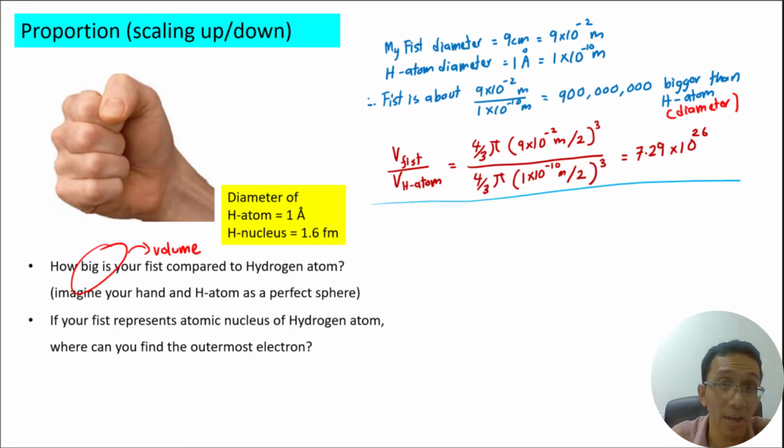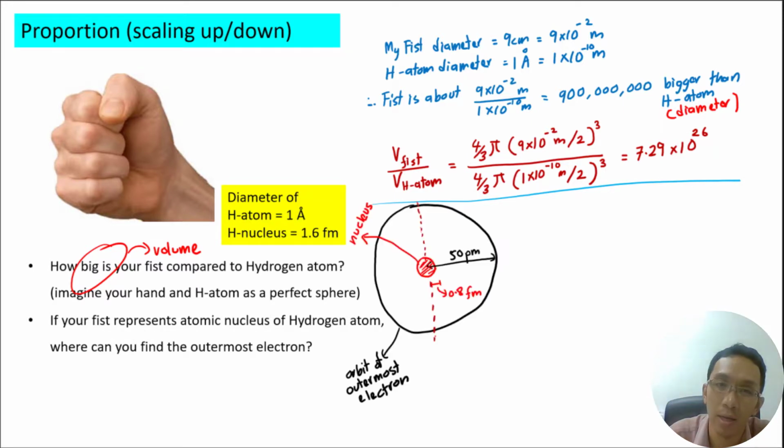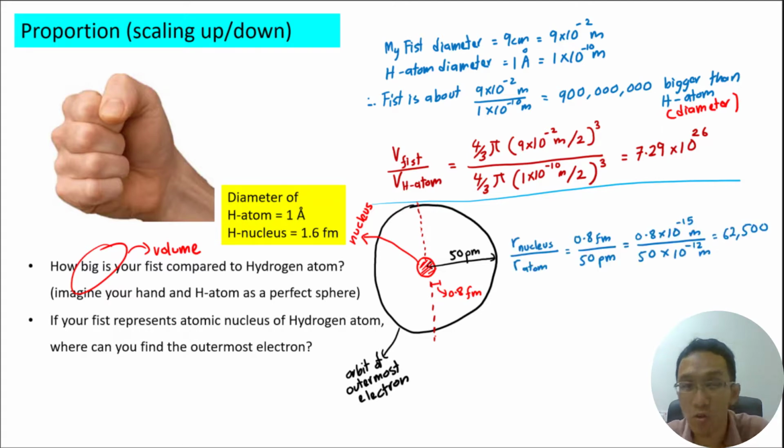The second question asks you where is the outermost electron if your face now becomes the nucleus of the hydrogen atom. We know for an atom, the nucleus resides at the center while the electron orbits this center. The size of the hydrogen atom will be proportionally increased as the size of the nucleus increases. So this is simply a problem of ratio. The ratio here is between the radius of the nucleus and the radius of an atom. If you divide the radius of the atom by the radius of the nucleus, you get the value of 62,500.